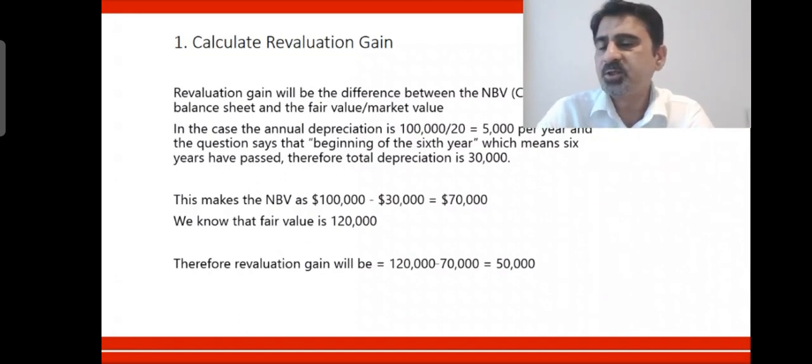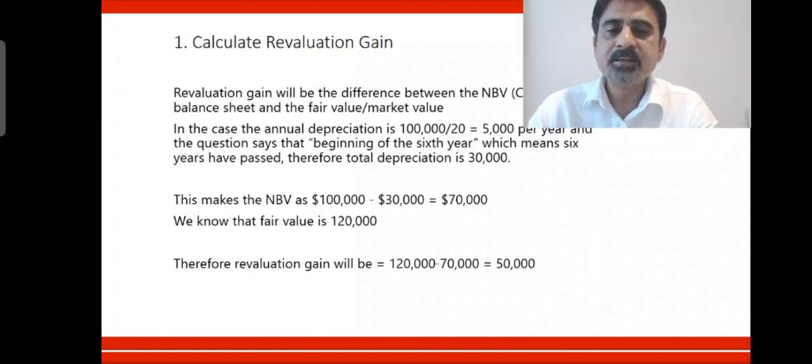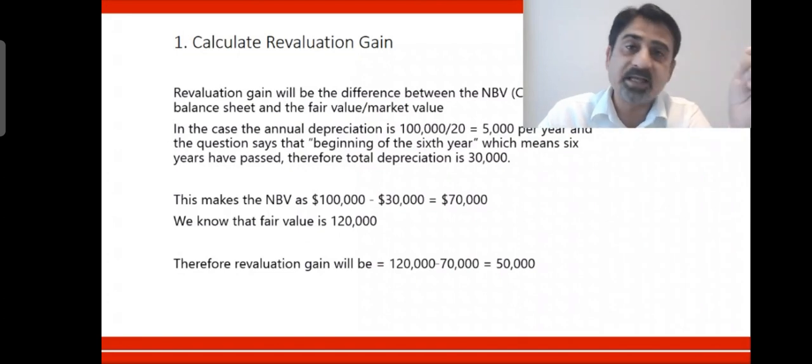For example, a change in the currency rates or forex is a gain. The property price going up is a gain. So it is also a kind of benefit to me, but not from my operations. So I call it revaluation gain. And also remember that it is an unrealized gain.